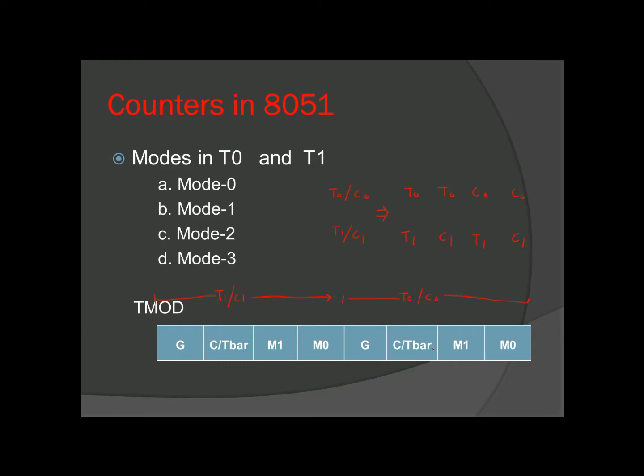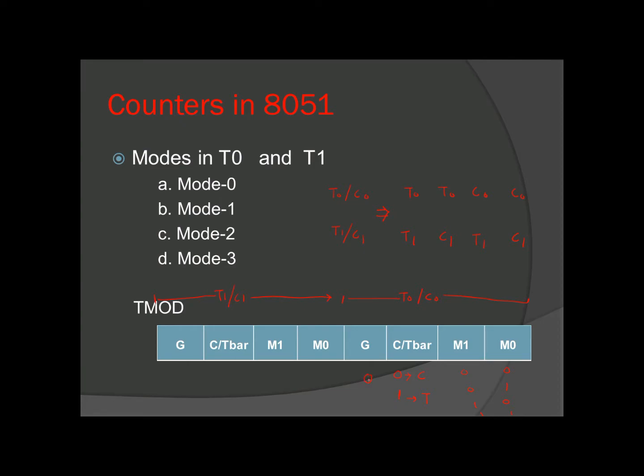To set the modes in timers and counters, we use the TMOD register, whereas the modes are set by the M0 and M1 bits. So 00 indicates mode 0, 01 indicates mode 1, 10 is mode 2, and 11 indicates mode 3. As we know, every mode has different functionalities or characteristics, so we have to choose depending on our application. Whereas C/T bar, if we choose this as 0, it works as a counter, and if you choose this as 1, it works as a timer.